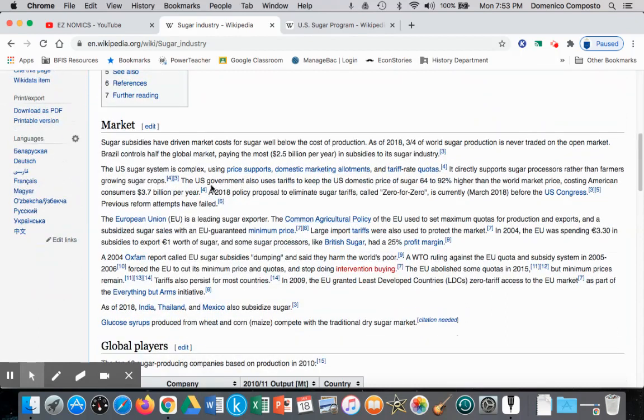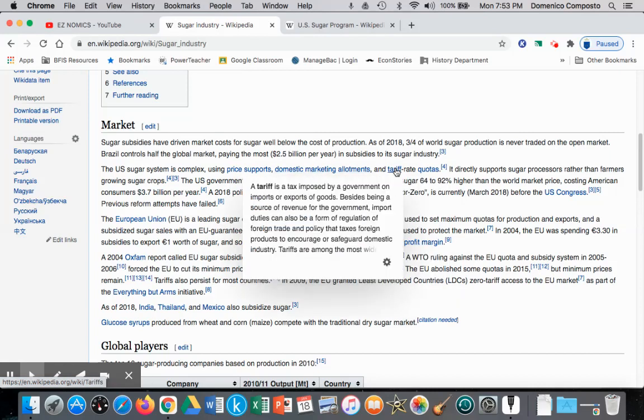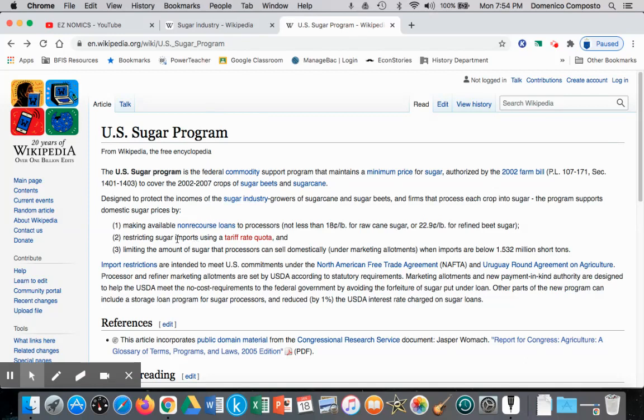Here we can see that the U.S. sugar system is complicated. The U.S. government uses price supports such as price floors, forms of quotas, tariff rate quotas, etc., to prop up the price of sugar to protect the domestic sugar producers. That protection leads to a sugar price anywhere between 64 to 92% higher than the world price. And here we have some more information regarding the types of support that the U.S. government provides to its domestic sugar producers. We're going to take a look at quota as an example.